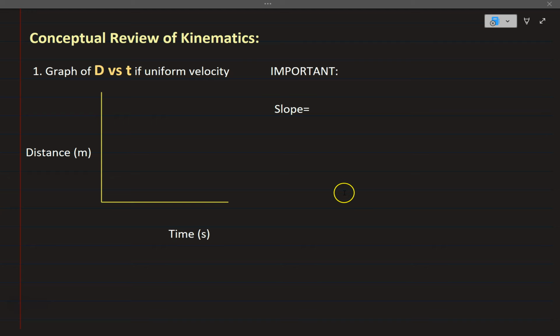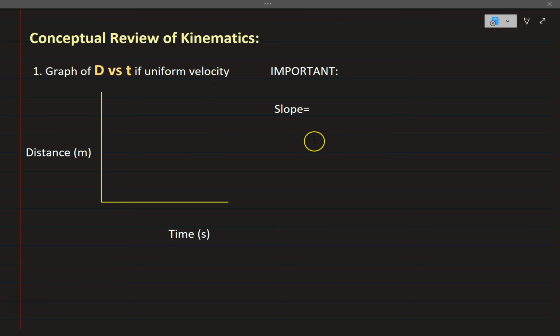Welcome back. We're going to do a conceptual review of kinematics for the kinematics units. This is actually the graphic representation of all the stuff that we talked about, the motion. So here it is. We're going to start with the graph of d versus t for uniform velocity. And then we're going to talk about non-uniform velocity and what that will be.